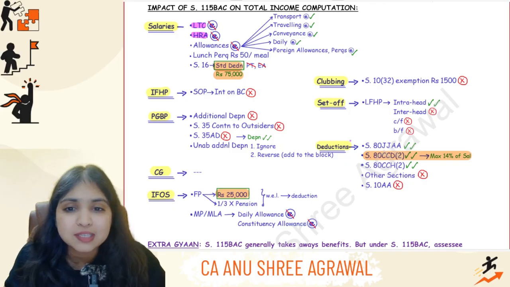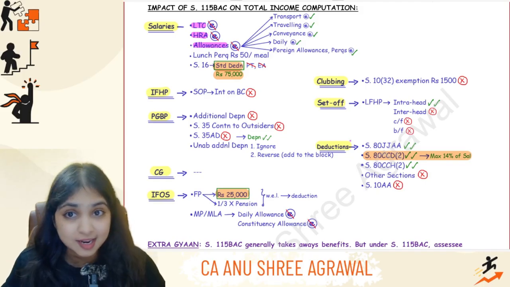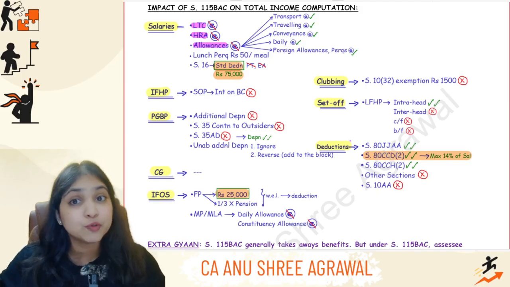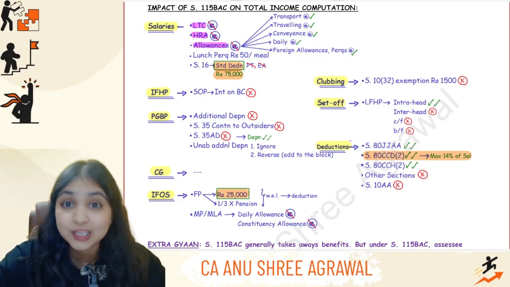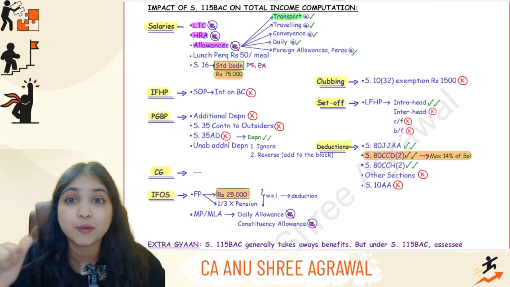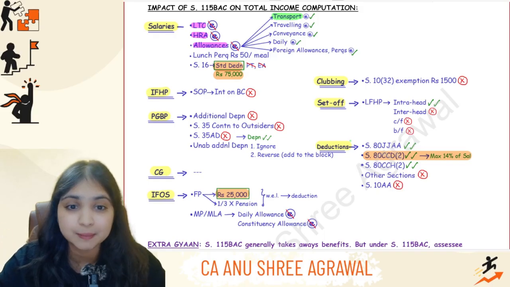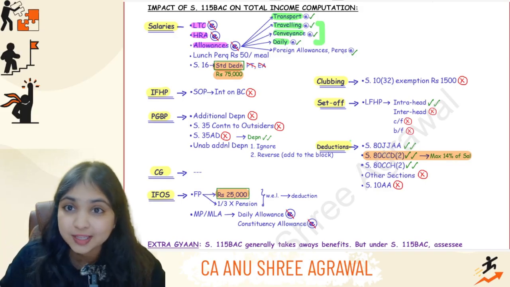Third point, allowances will be fully taxable, like children education allowance, children hostel allowance. You will not get any exemption. All the allowances will be fully taxable. But however, there are 5 allowances where you will continue to enjoy exemption. That is transport allowance. You will continue to enjoy 3,200 per month exemption for blind, deaf, dumb and orthopedically handicapped employees. For traveling allowance, conveyance allowance, daily allowance, for these 3 allowances, whatever the employee has actually incurred for official purpose, that much amount you will continue to enjoy the exemption, guys.